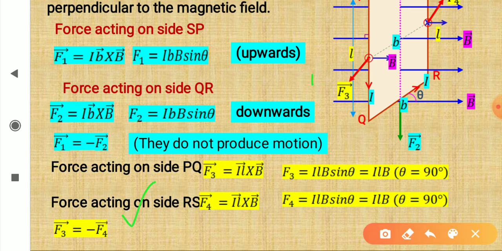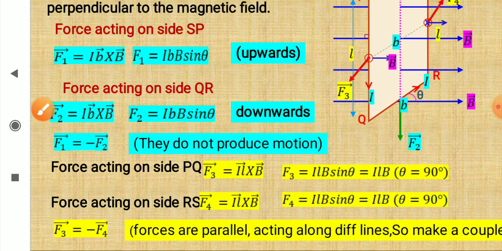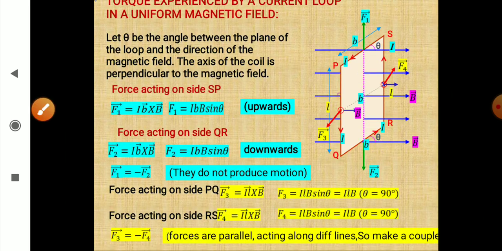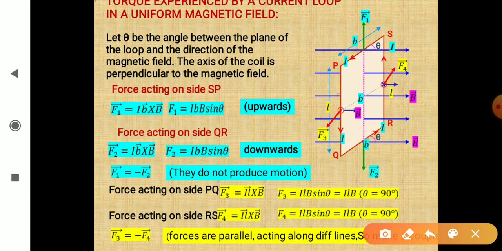F3 and F4 are equal and opposite. They have the same magnitude, directions are opposite, but they have different lines of action. See, the forces are parallel, acting along different lines, so they make a couple, right? And I want to show this couple once again.